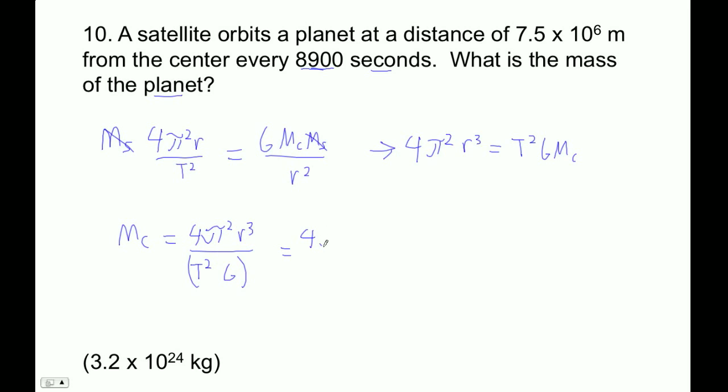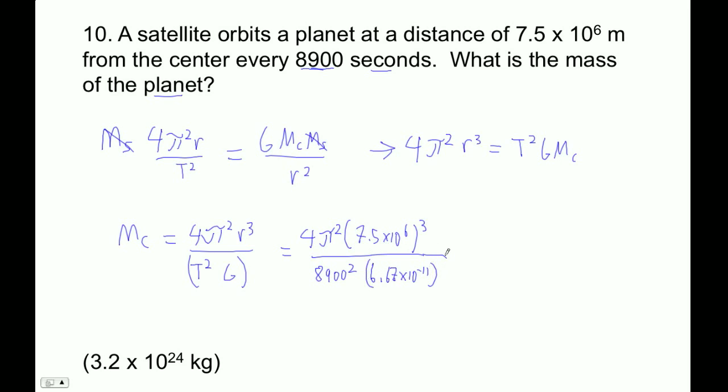Okay, so 4 pi squared. Then the radius is 7.5 times 10 to the 6th, and that's going to be to the third. And that's divided by 8,900 squared. And then G is still 6.67 times 10 to the minus 11th.